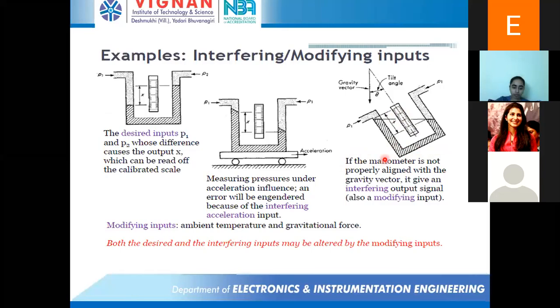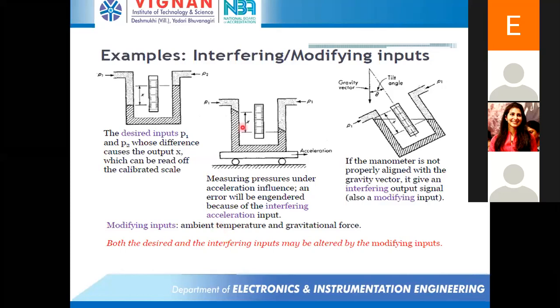Sometimes it is also acting as a modifying input. So assume that this acceleration and this gravity vector, both are interfering inputs, and there is some ambient temperature and gravitational force. These are acting as modifying inputs. What do you mean by modifying input? It modifies the response of the desired or interfering input. Am I right? Yes, sir. Okay.